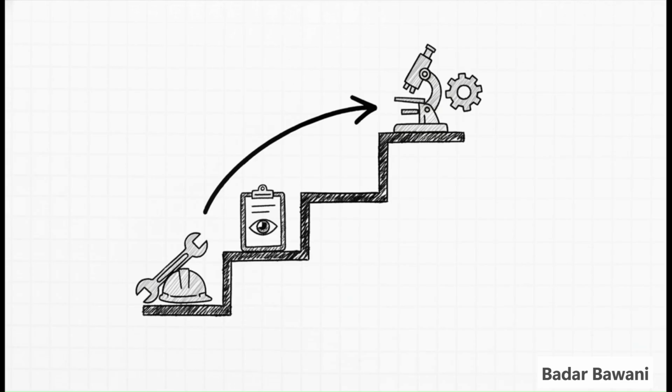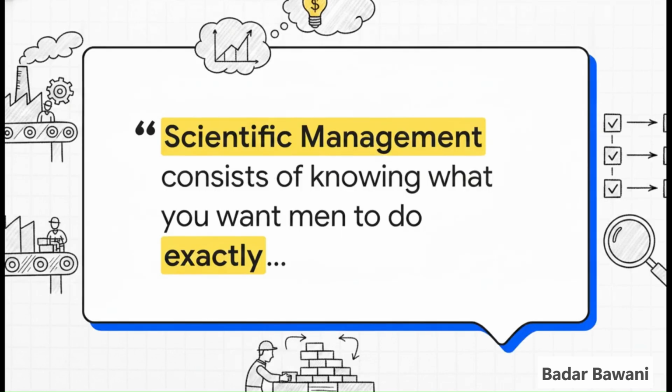His entire approach was based on real scientific data, thorough observation, and running actual experiments on the ground to see how work was truly being done. Taylor wanted to completely eliminate the guessing games of trial and error. His core belief, scientific management, consists of knowing what you want men to do exactly and seeing that they do it in the best and the cheapest manner. He believed that every single decision, no matter how small, even just loading iron sheets in the boxcars, could and absolutely should be scientifically planned.